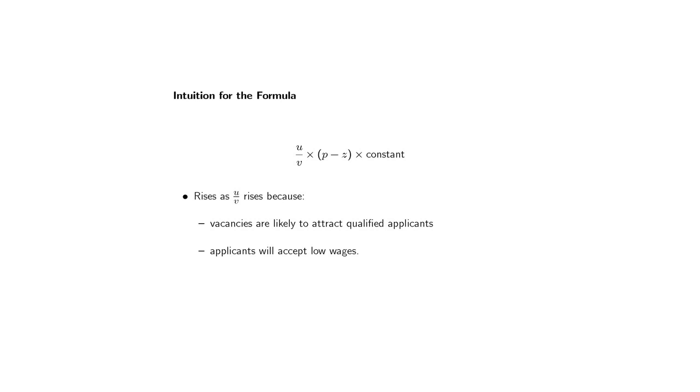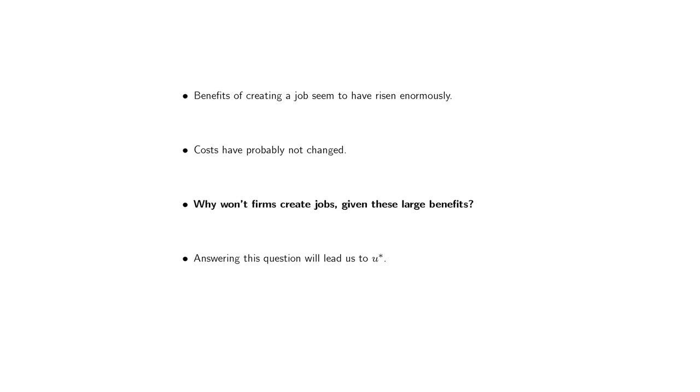So if you go back to our formula, it's U over V times P minus Z. U over V, that unemployment to vacancy ratio, has gone up by 2.5 times in 3 years. The benefits of creating a job seem to have risen enormously, whereas the costs have probably not changed at all. So the question is, why aren't firms creating jobs given these large benefits that appear to be available to them? And it's answering this question, sorting through the answer to this question, that will lead us to U star. That is the natural rate of unemployment.